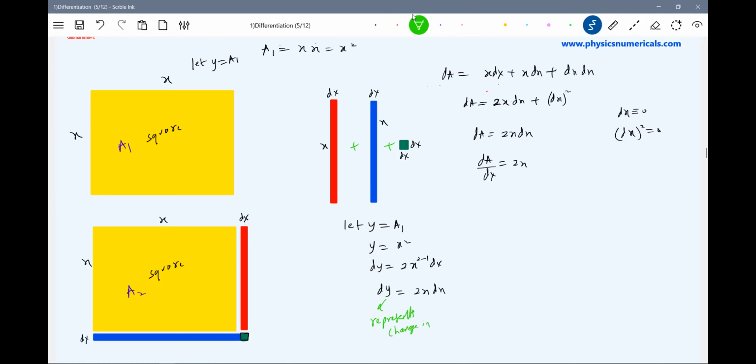Represents change in area. So what we are able to do now: the change in area depends upon 2 times the initial length into that infinitesimal change in length. So then what do you mean by dy by dx?